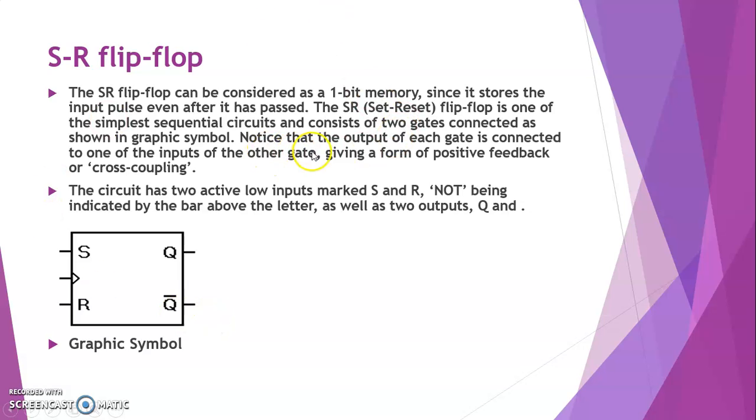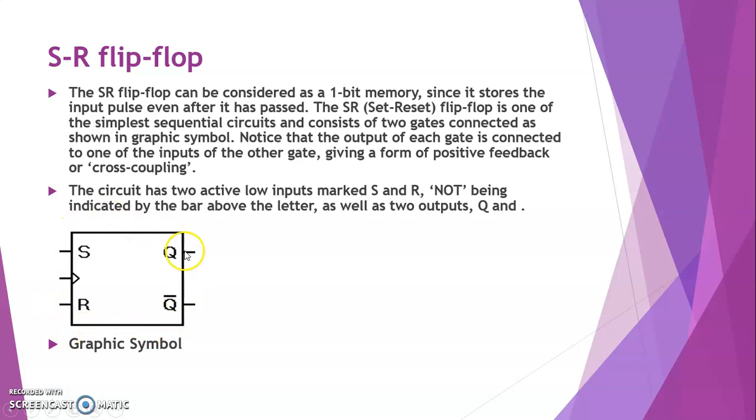Notice that the output of each gate is connected to one of the inputs of the other gate, giving a form of positive feedback or cross coupling. It can be cross coupling, or it can be given to the one input of the other gate. Means S input will be connected to the Q bar and R is connected to the Q. The circuit has two active low inputs, S and R, indicated by the bar above the letter, as well as the two outputs Q and Q bar.